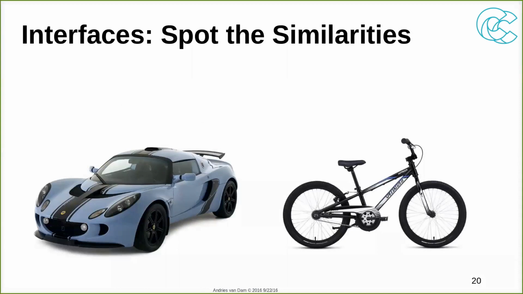So again, we go back to the example of car and bike. One of the first steps in identifying these interfaces or abstractions is to find the similarities. Do you notice any high level similarities between these two? Yeah, one of you can unmute and let me know.